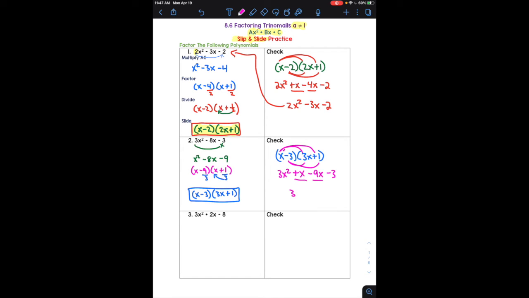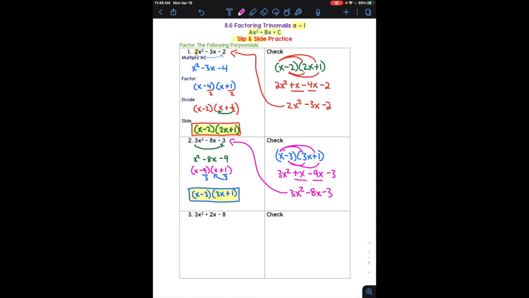Combining our like terms in the middle, we're left with 3x squared minus 8x minus 3, which is the same expression we started off with in the beginning. Therefore, our factors for our trinomial are correct, and x minus 3 times 3x plus 1 is equal to 3x squared minus 8x minus 3.